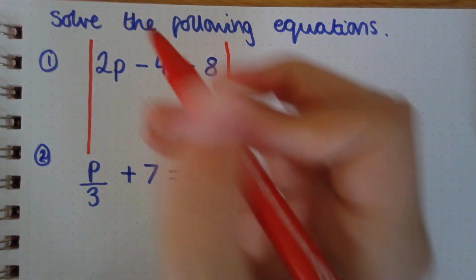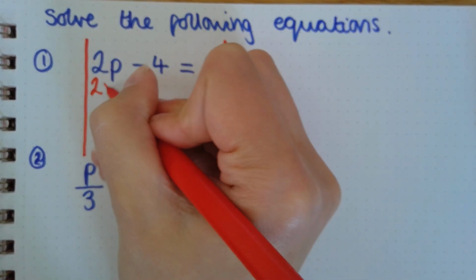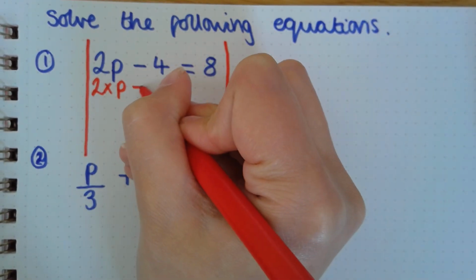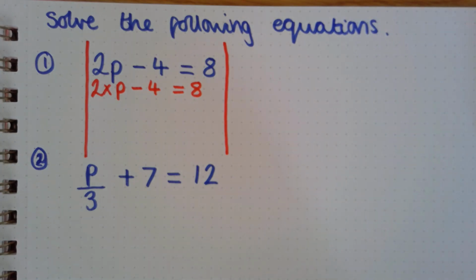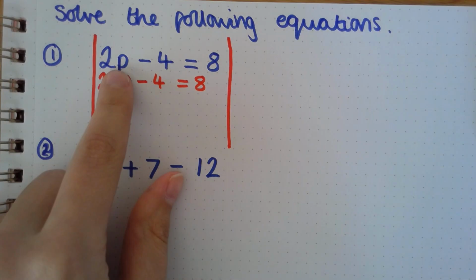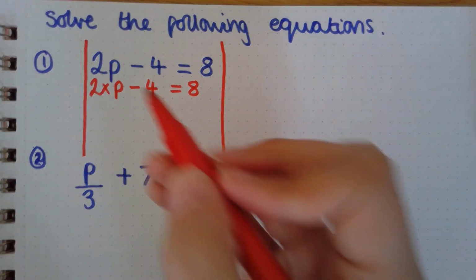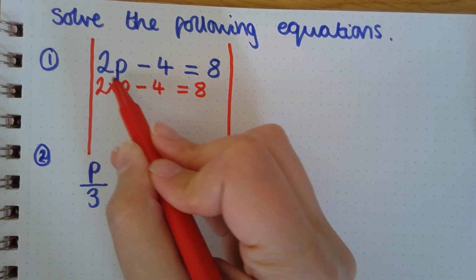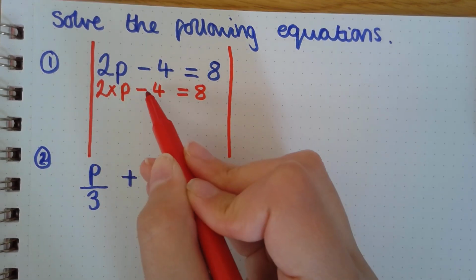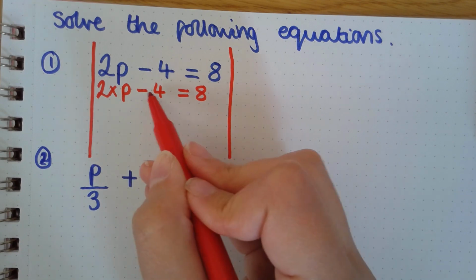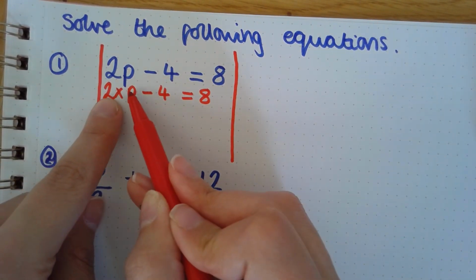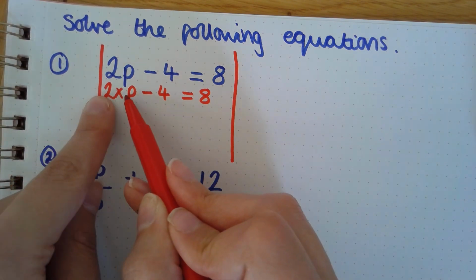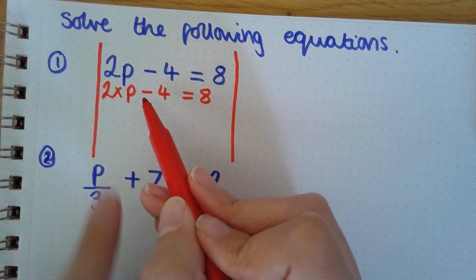That means 2 times P take 4 equals 8. 2P means 2 times P. So what's happening to the P first? Well, it's being times by 2 and then we're taking away 4. It doesn't matter that the 4's over here. We know the 2 is affecting the P. So it's being times by 2 first and then taken away 4.